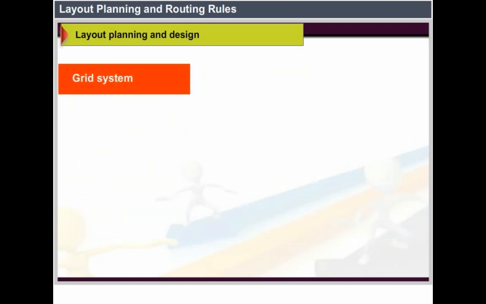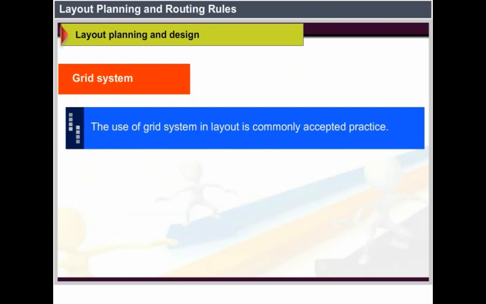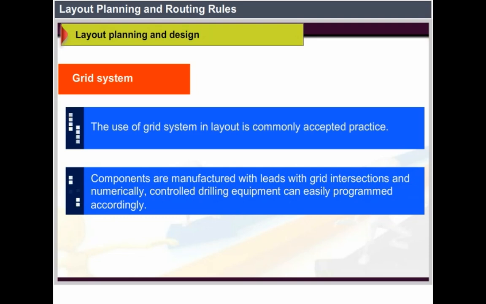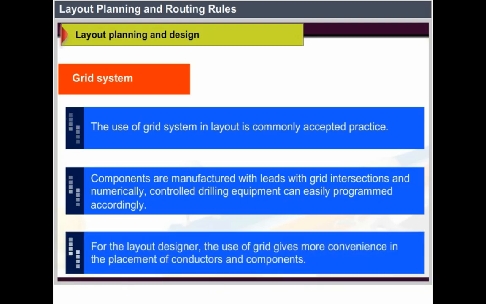Grid system. The use of a grid system in layout is commonly accepted practice. Components are manufactured with leads aligned with grid intersections, and numerically controlled drilling equipment can be easily programmed accordingly. For the layout designer, the use of a grid gives more convenience in the placement of conductors and components.